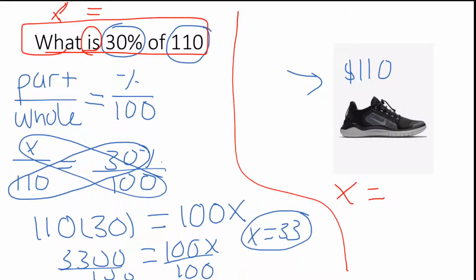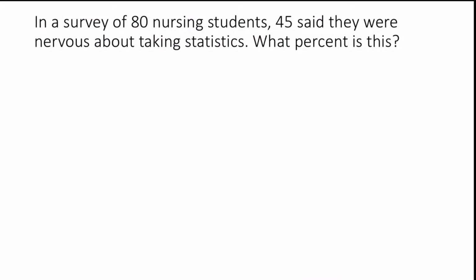Then we have 30%, we're going to write that as our decimal, so 0.3. And of, that means multiply, so 0.3 times, and then we have 110. So if you do 0.3 times 110, this will also give us $33. So those are the two different ways to solve percent types of problems. So we'll do one more example.